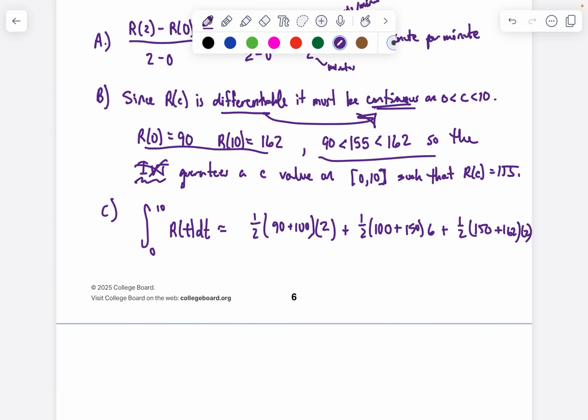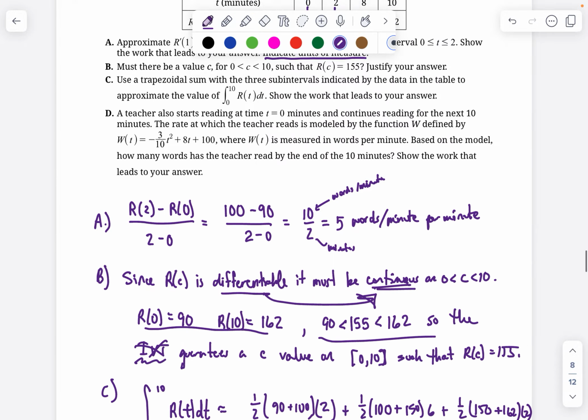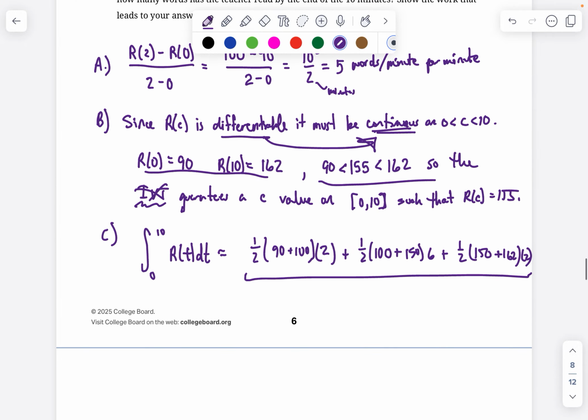All right, so it is very, very important that if they ask you for a Riemann sum or a trapezoidal sum, that you write all of this out to show it. Now, this is one where you don't have a calculator, so I would just stop there. You're done. Don't try to simplify it. If you try to simplify it and you make a mistake, then you're going to lose a point. So just stop there, okay? Unless they specifically tell you to get a value, there's no need to go any further, okay?